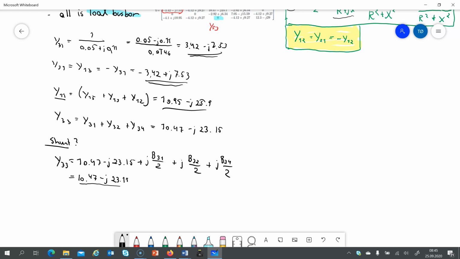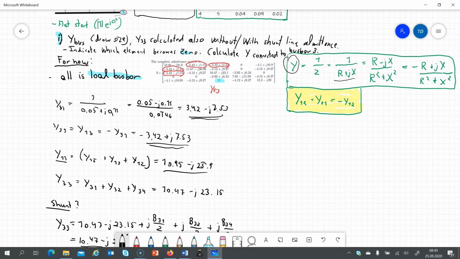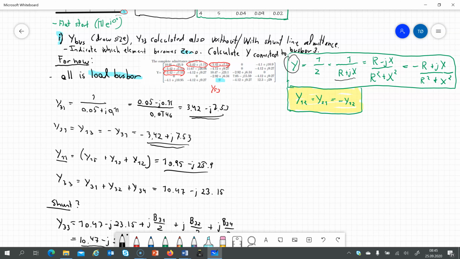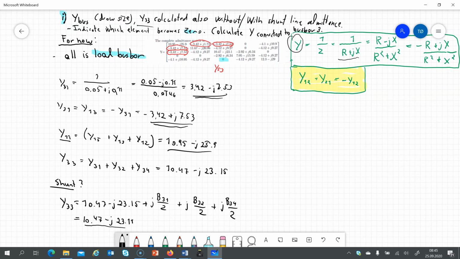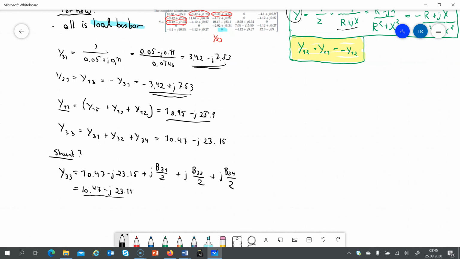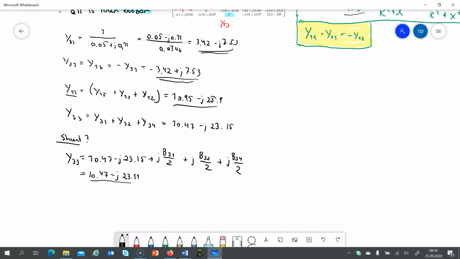So now we have, let's see if we've done everything. We should draw the y-bus size. We should calculate the y33 with and without shunt line admittance, and indicate what element becomes 0. And now calculate the y-connected admittance to the bus bar. If you have calculated that, then you have done it.